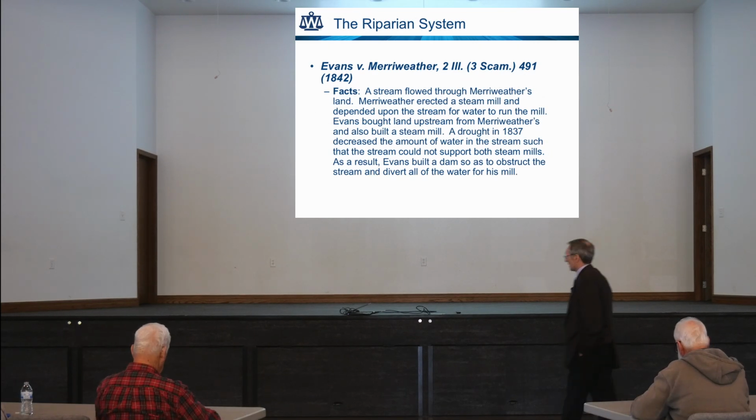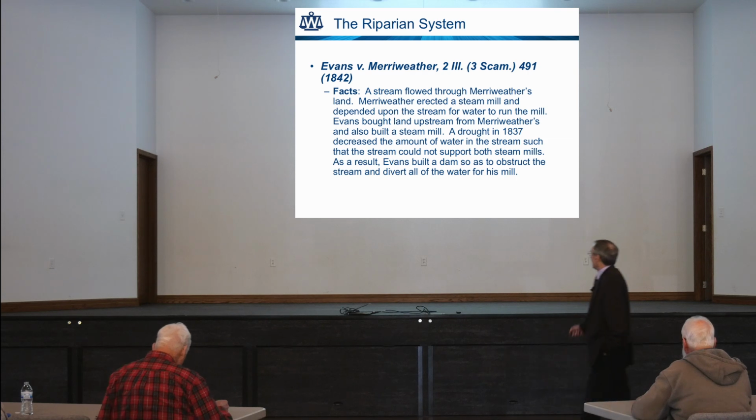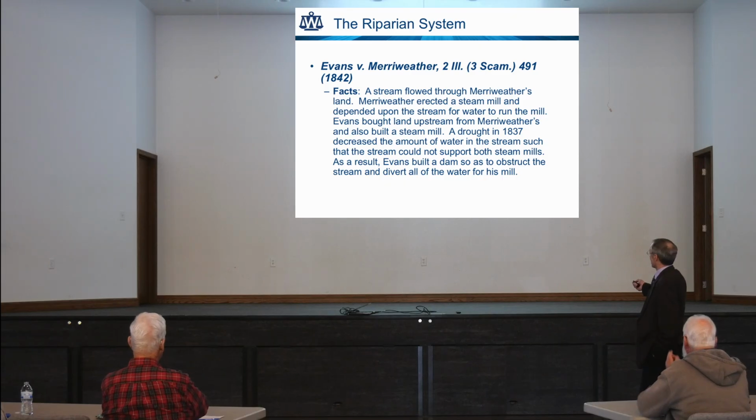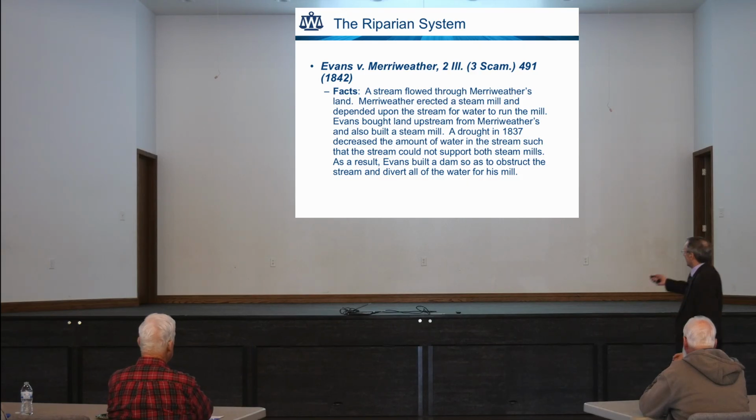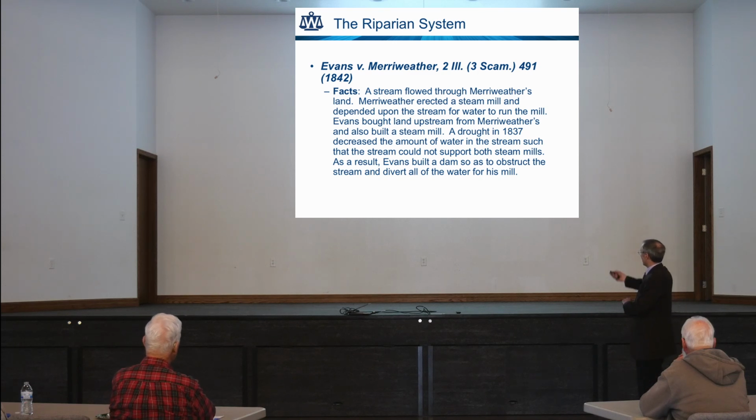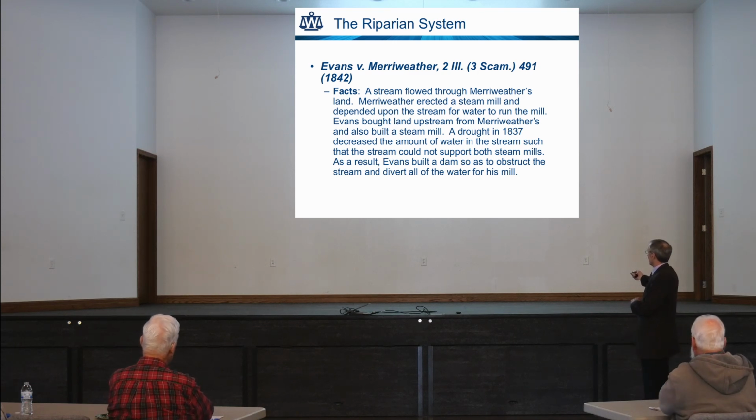One of the early cases on this was out of Illinois in 1842. And here, this was commerce at that time, a stream flowed through Merriweather's land. And he erected a steam mill and depended on the stream for water to run the mill, to turn that mill wheel. Evans buys land upstream from Merriweather and also built a steam mill. There was a drought in 1837 which decreased the amount of the water in the stream. Everything's fine when there's plenty of water for both of them to turn their mill wheel. But there was a drought in 1837, not enough water to support both steam mills, and so Evans thought it'd be a great idea. Now Evans is upstream from Merriweather. Evans builds a dam to divert the water to himself.